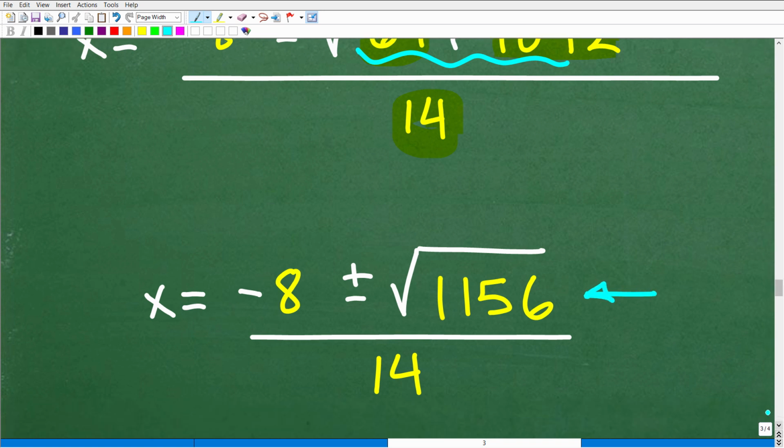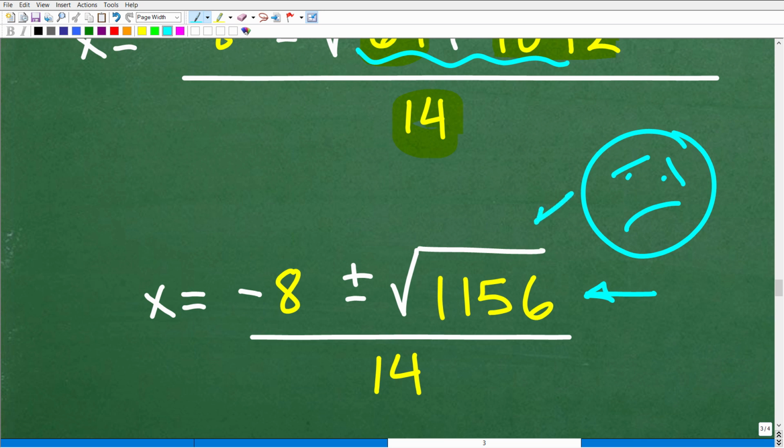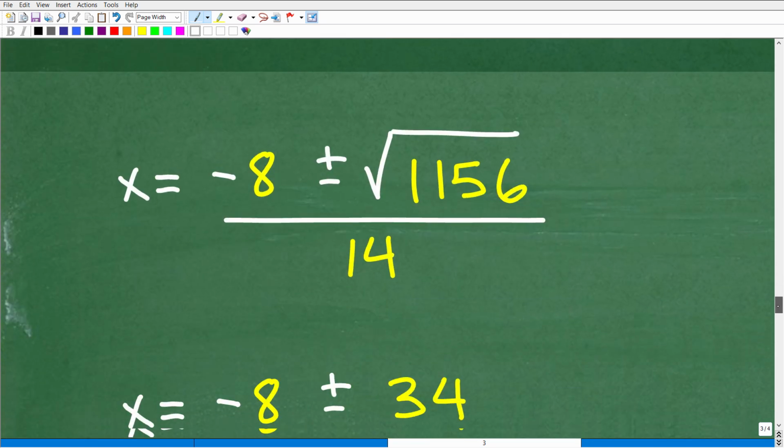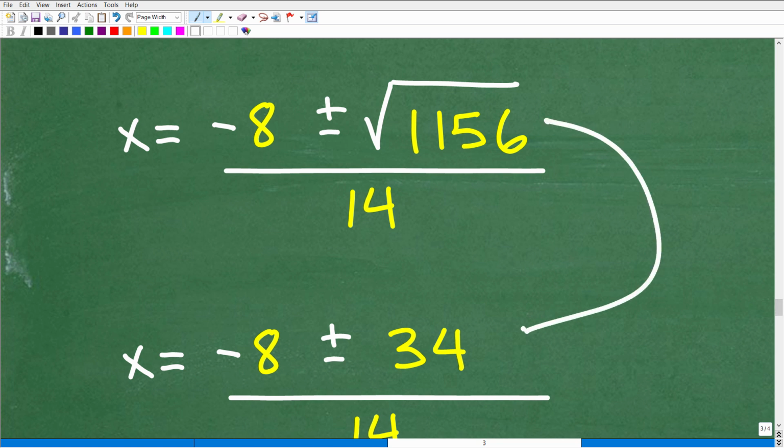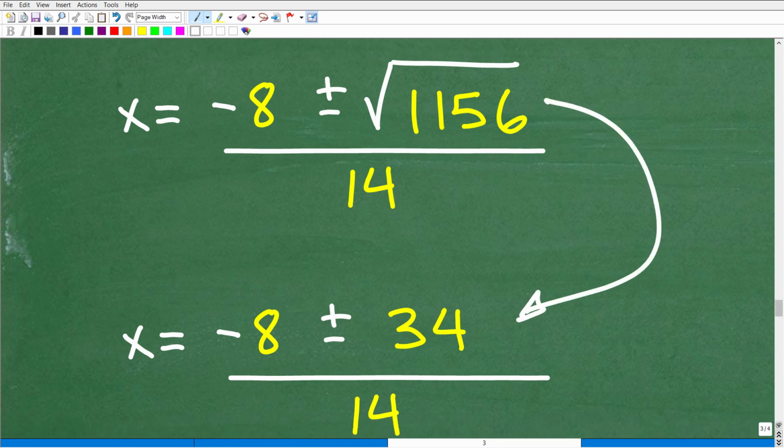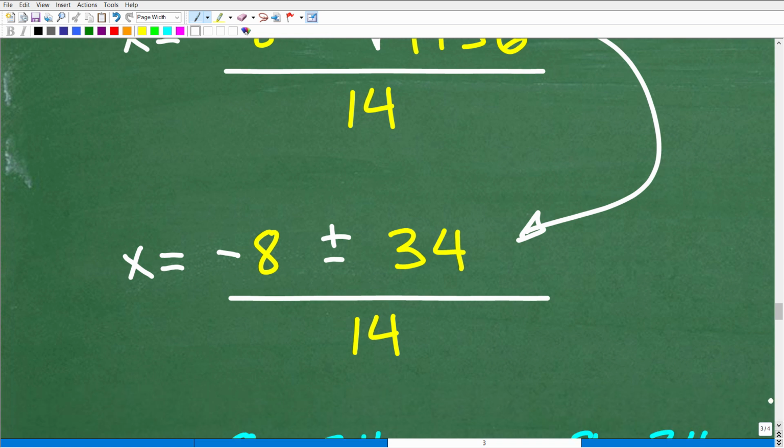So now we're down to here, and at this point, you're saying to yourself, I sure hope that I can take the square root of this and it comes out to be a nice, lovely whole number value, right? Like a perfect square. And in this case, in fact, you can. So when you take the square root of 1156, you get 34. All right, so we love that when it happens. So now we're down to this expression. We have negative 8 plus or minus 34 over 14.